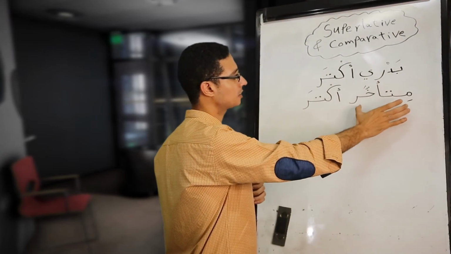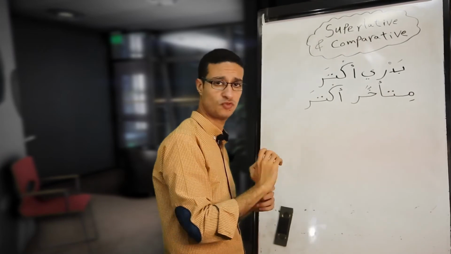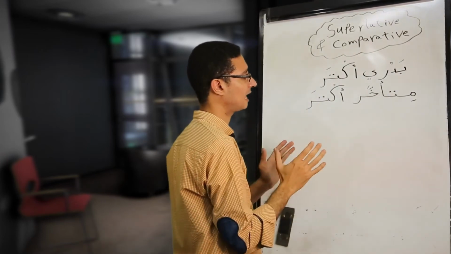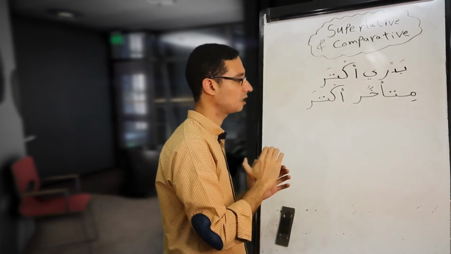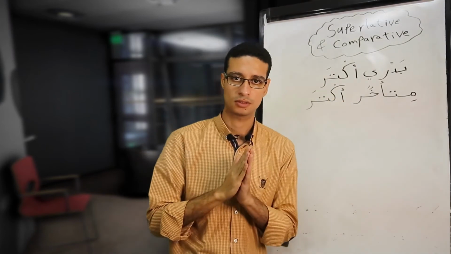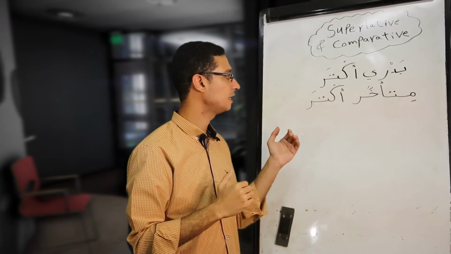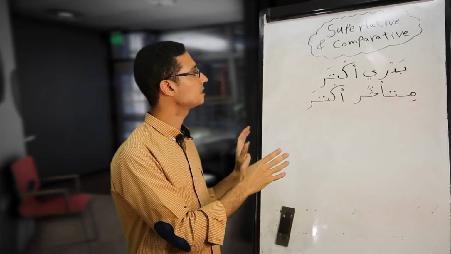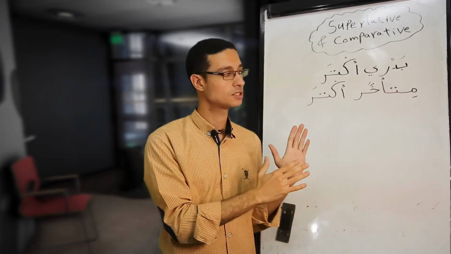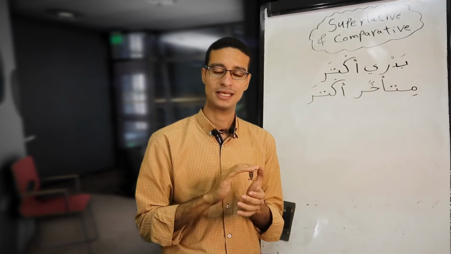Here, the opposite, متأخر. It's very long, so we cannot use the pattern أفعل. So it's متأخر أكتر, meaning later or more late. So this is how we make the superlative and comparative in the Egyptian dialect.